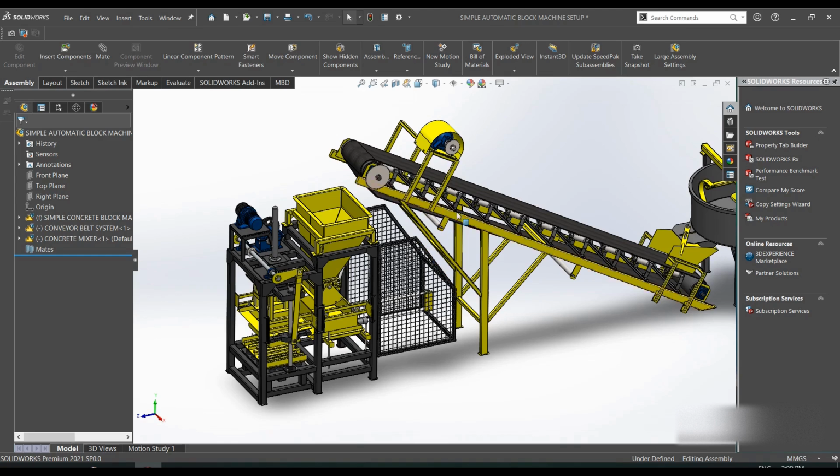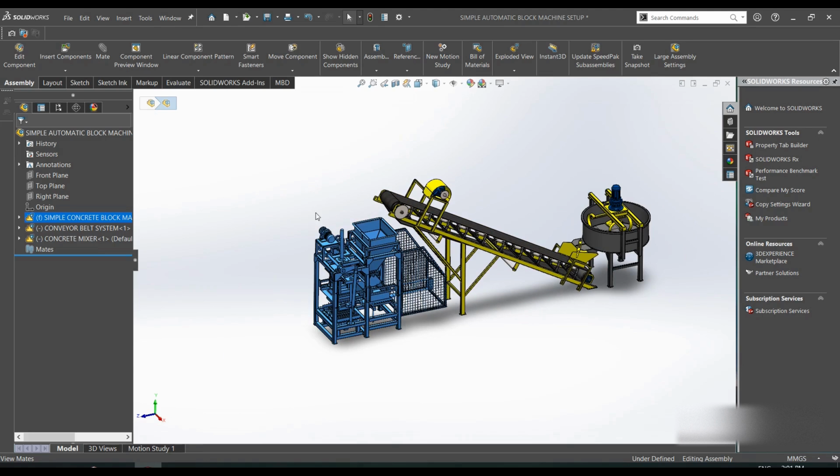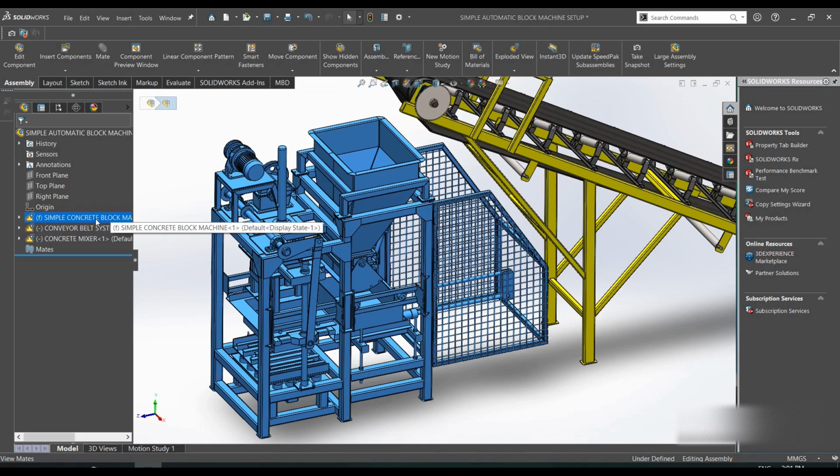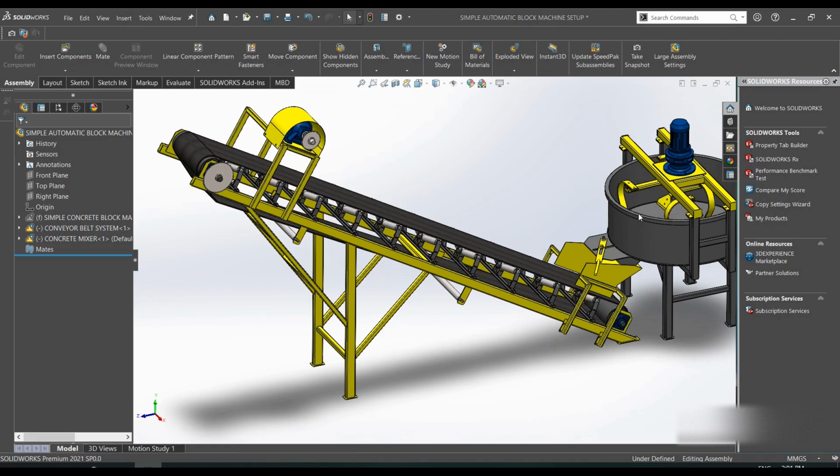And so last time we talked about the simple concrete block machine, or the automatic concrete block machine, just the simple version. And yes, we talked about the block making section. And in today's video, we are going to talk about the conveyor belt and the pan mixer. So I'll hide this one, and let's begin right away to talk about the conveyor belt.